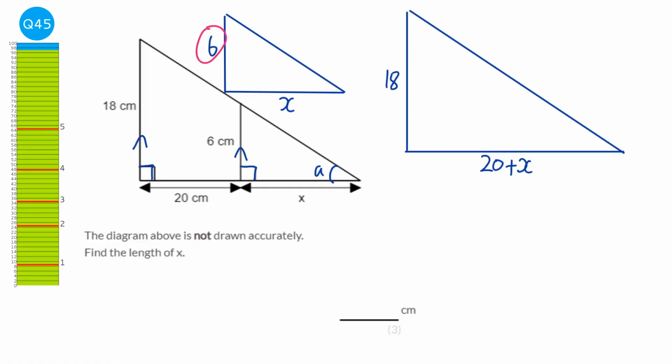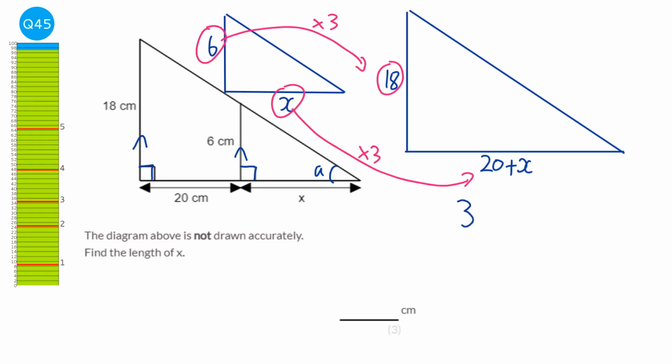Now if you look at the 6 and the 18, they are what we call corresponding sides. So we need to work out the scale factor by finding out what I multiply the 6 by to get to the 18. Well, that's obviously going to be 3. So we now know that we can times the x by 3 to get to the 20 plus x. So we can write that down. 3x, I'm timesing the x by 3, and that will give me 20 plus x.